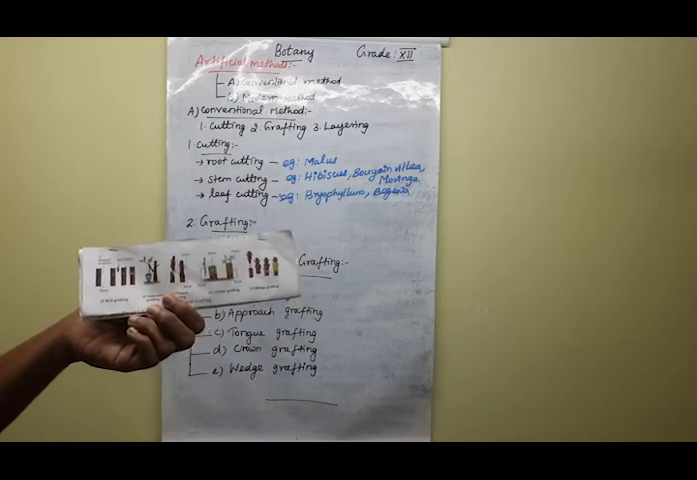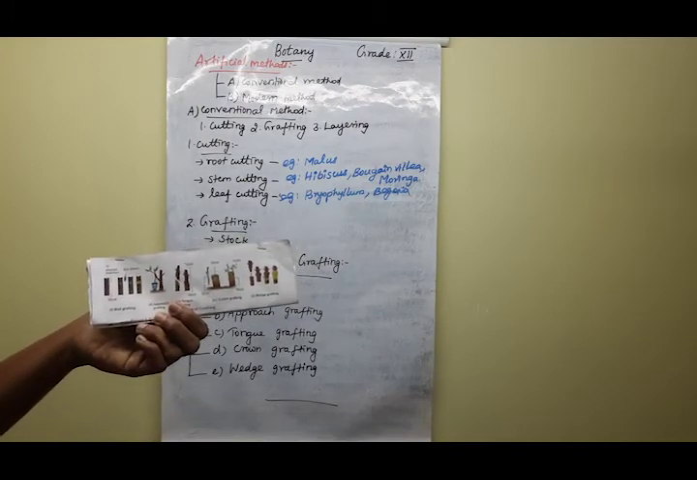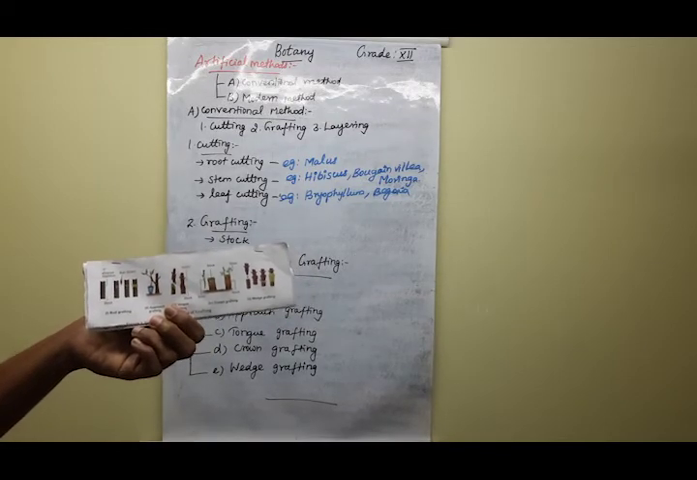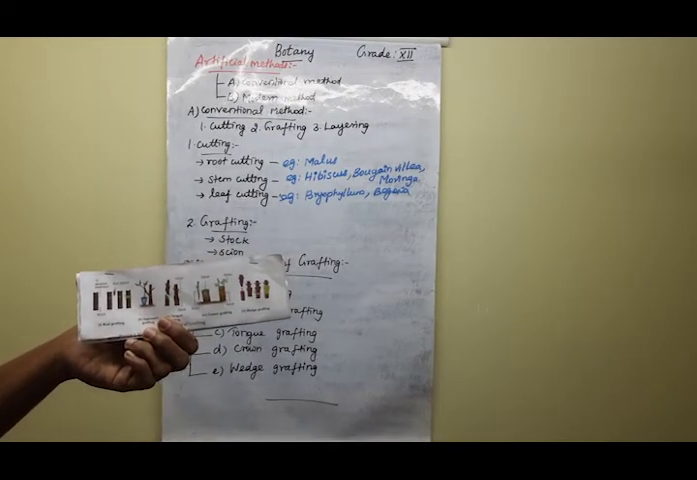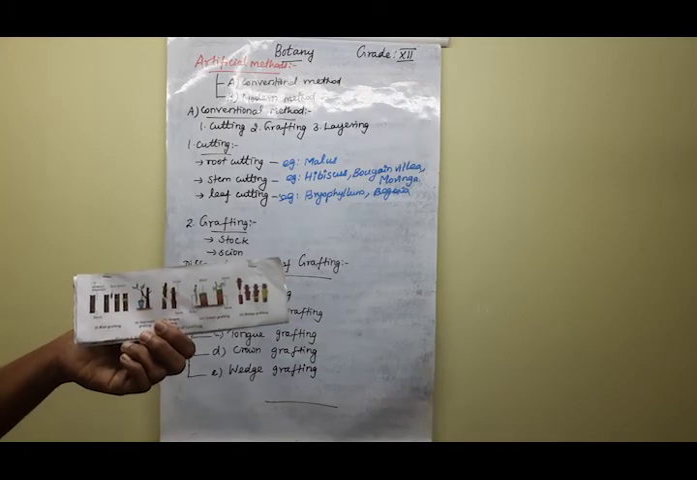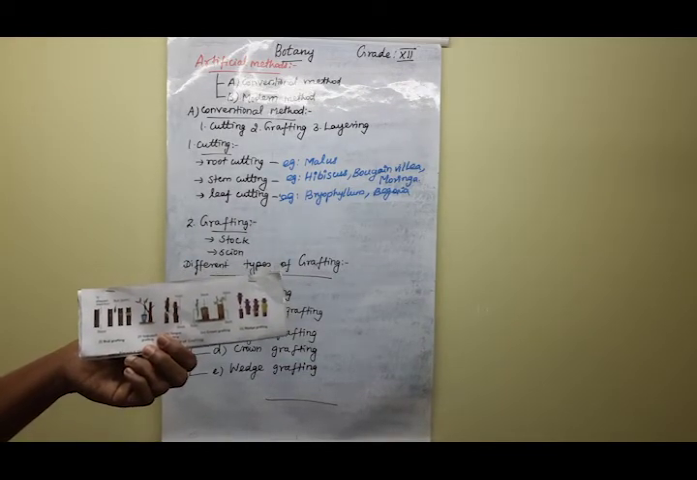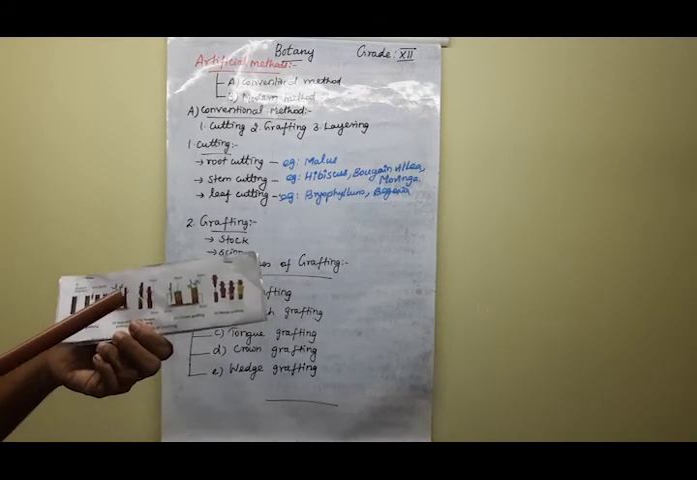Understood, ma'am? So this is the method known as trunk grafting. Not only for these two items, the position is cut in different ways, not suited for these two items.